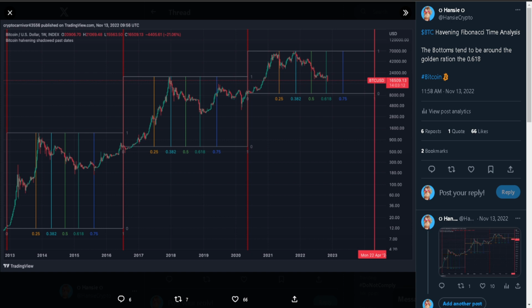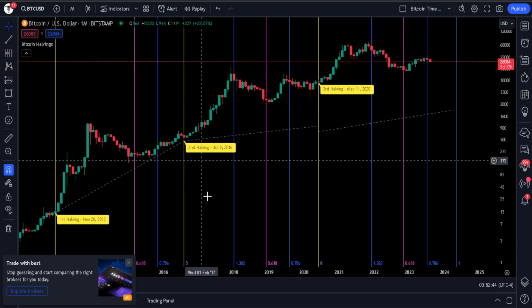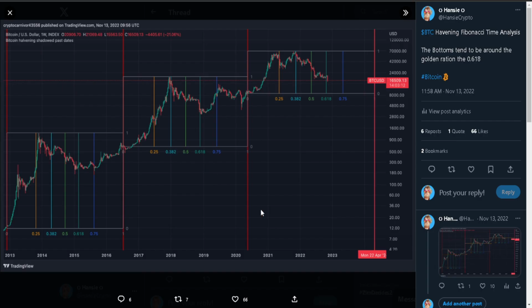So, I thought we would revisit some of my previous tweets and the updated version currently on my Twitter. So, this was the BTC halving Fibonacci time analysis. What this does is, from the halvenings, which are these red lines on the chart here, we have them as the yellow lines on the chart over there. And this perfectly showed where the accumulation phase slash bottom happened for BTC.